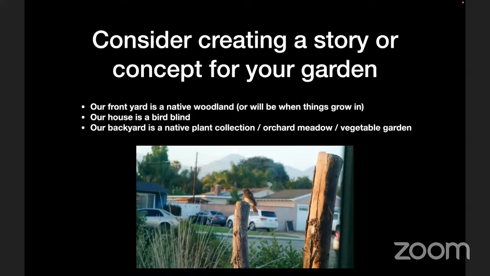So, for example, in my yard, our front yard is a native woodland, or kind of will be as things grow in. That we knew from the beginning and designed it as such. Our house now functions as a bird blind for us to look out all our windows and observe all the wildlife. We didn't realize that's what we were trying to do at first, but as we evolved that concept, we started putting some large branches dug into the ground securely and sticking up so they would be perches.